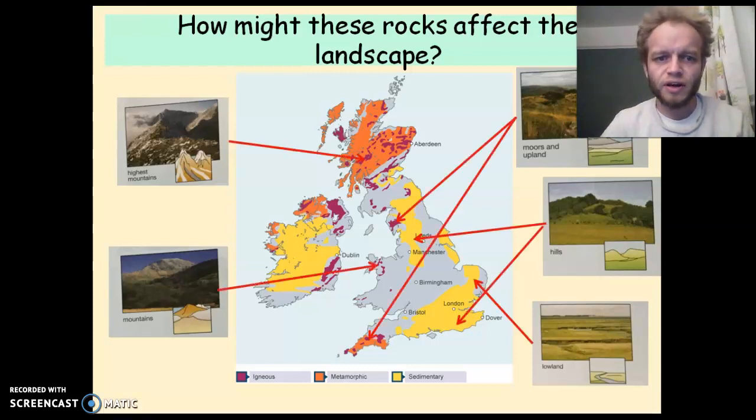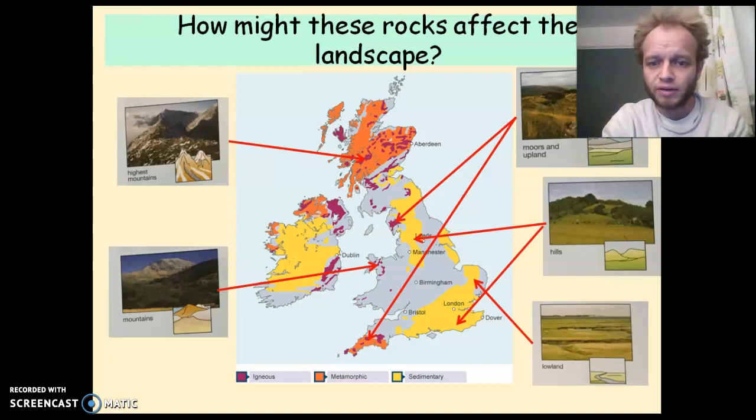Okay, so as you can see, our highest mountains are found in Scotland, so Ben Nevis for example, lots of igneous rock, metamorphic rock, and that's because they are resistant to erosion. They don't get worn away and become smaller, I guess. We've also got mountains in the north west of Wales, and then we've got some moors and upland areas down in Cornwall.